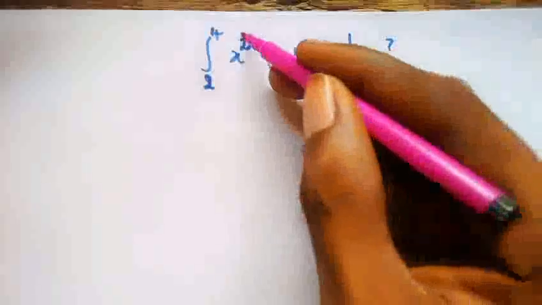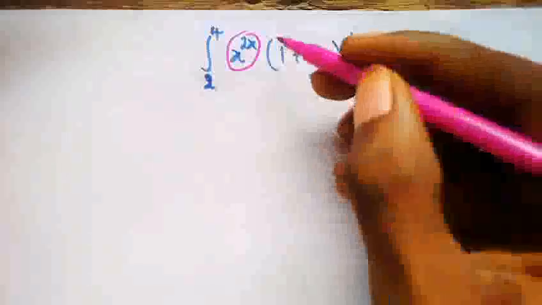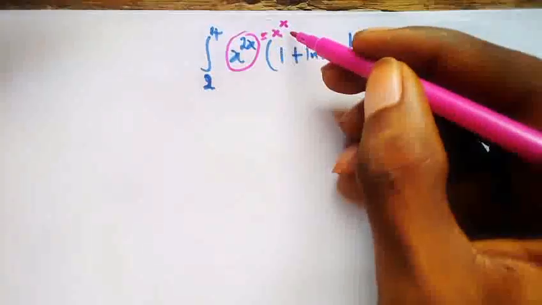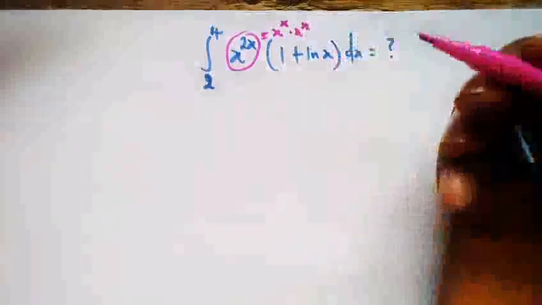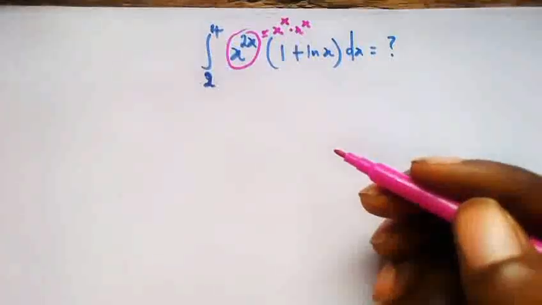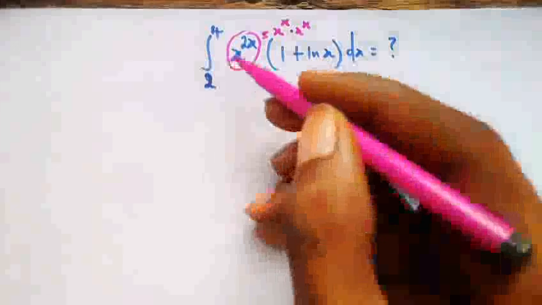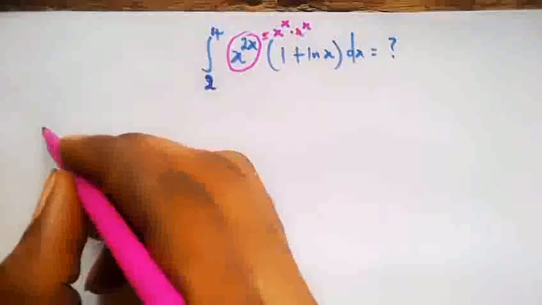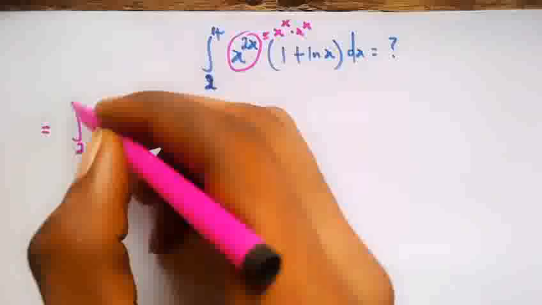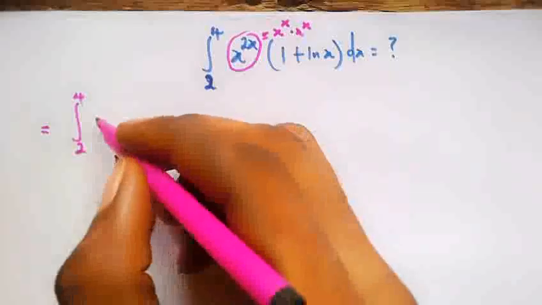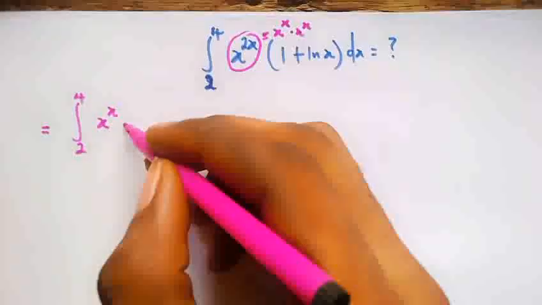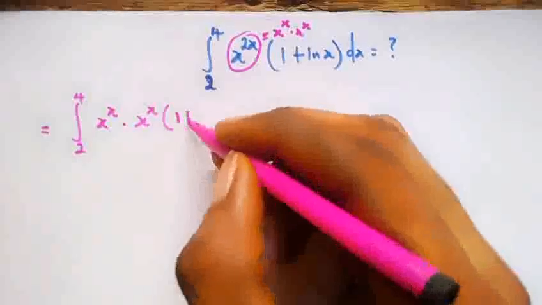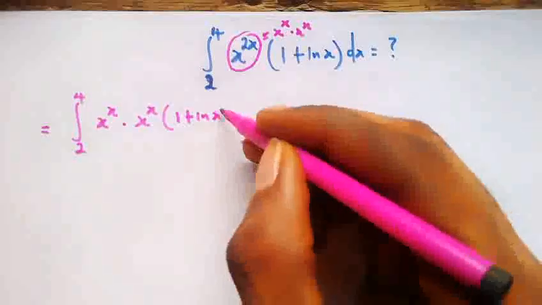So what do I mean? This x raised to 2x here can be written as x raised to x times x raised to x. Now let's see what the function will look like when we rewrite x raised to 2x in this form. So we now have the integral from 2 to 4 of x raised to x, times x raised to x, then open bracket 1 plus the natural logarithm of x, dx.